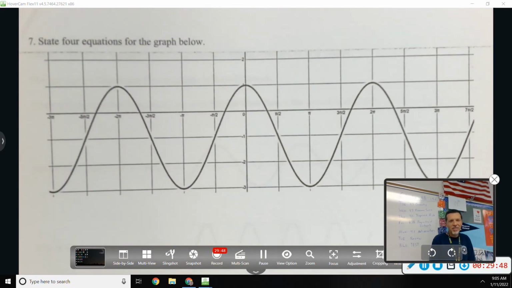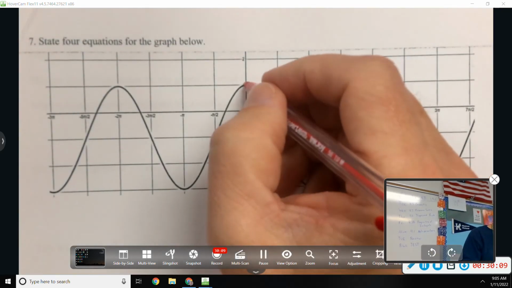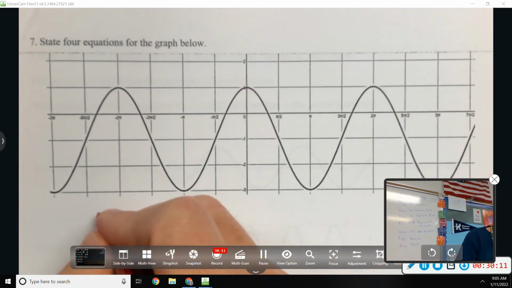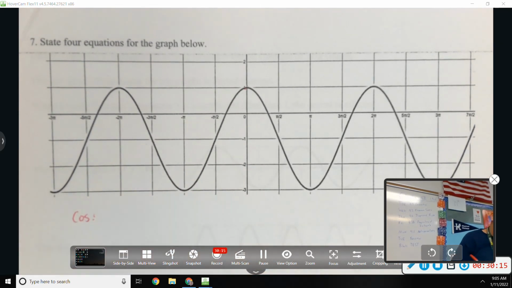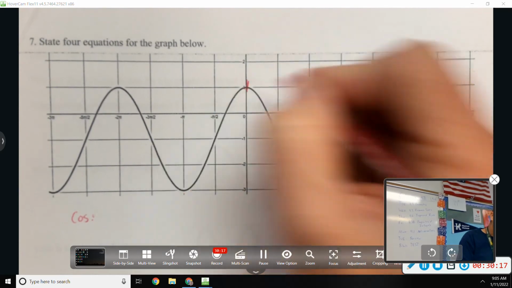All right, number 7. We got 5 minutes left. We'll do number 7, and then we'll be done. State 4 equations for the graph below. Wait a minute. Let me ask it this way. Is that a sine graph or a cosine graph? It depends on where you think it starts. I would agree that it's a cosine because it's starting at a max. So let's write one as a cosine graph.